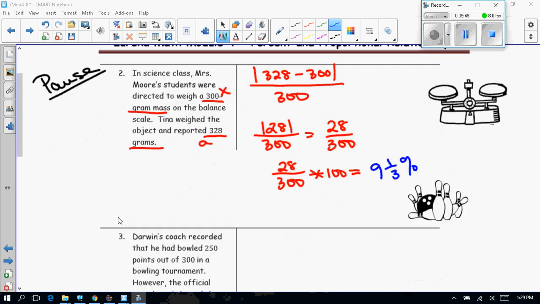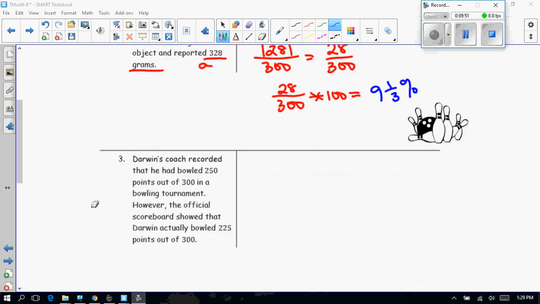Let's take a look at number 3. Darwin's coach recorded that he had bowled a 250 out of 300 in a bowling tournament, right? 300 is a perfect score. The official scoreboard showed that Darwin actually bowled a 225 out of 300. So the 300 actually isn't part of the information. It's extra that we don't need. We need the 250 and the 225. Again, I want you to hit pause. See if you can figure this one out.